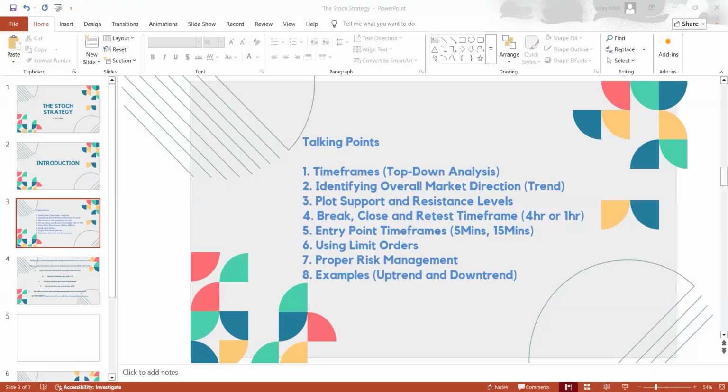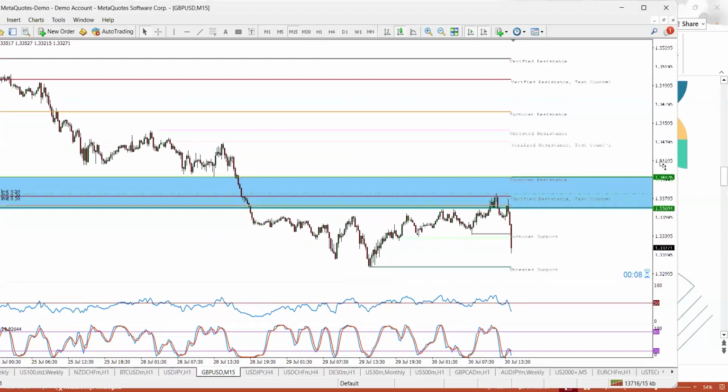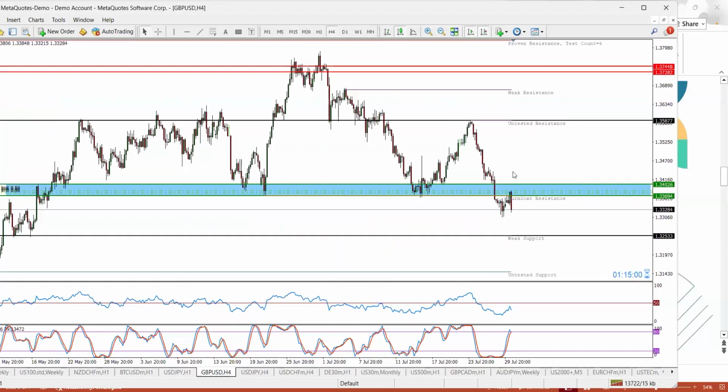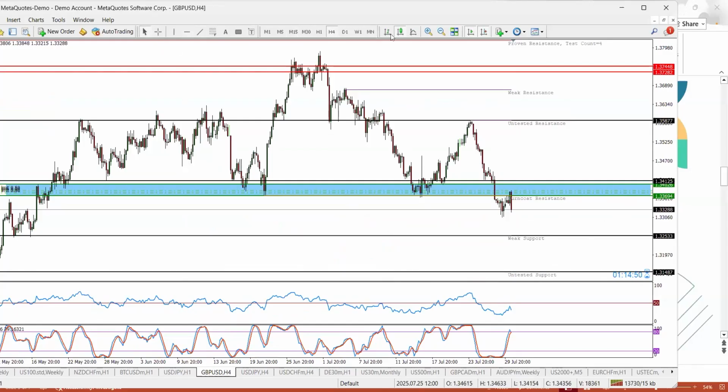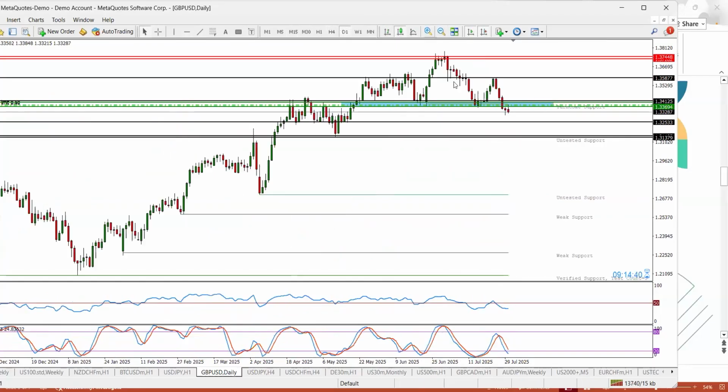On this GBP USD, where is it? Okay, look at what is going on here now. Let me check the 4 hours. This is like my stop loss somewhere here, right? This is my take profit 1. This is my take profit 2, right? Take profit 1, take profit 2.